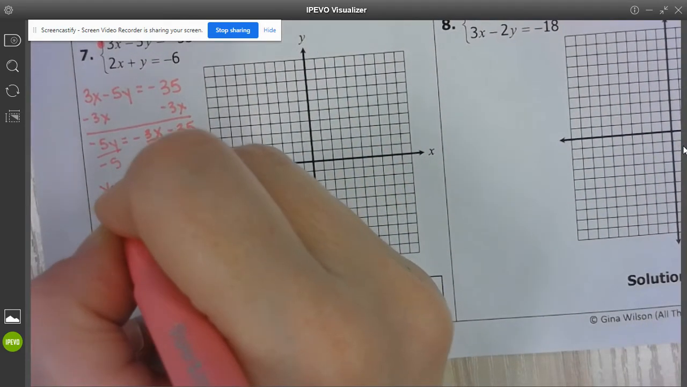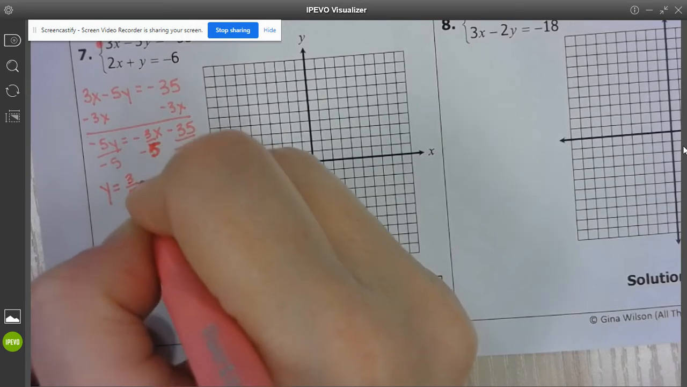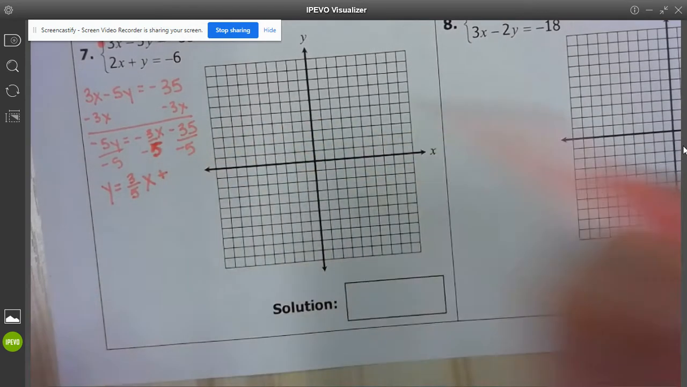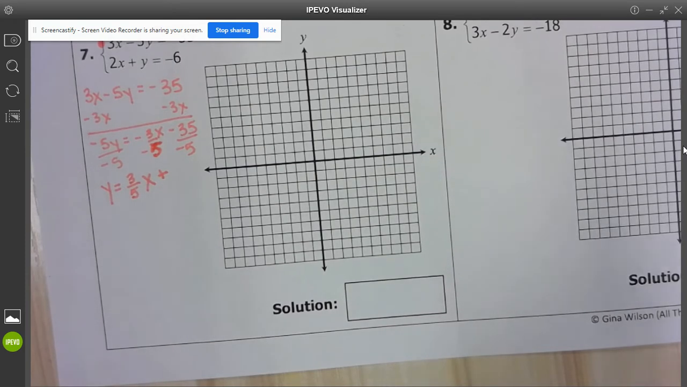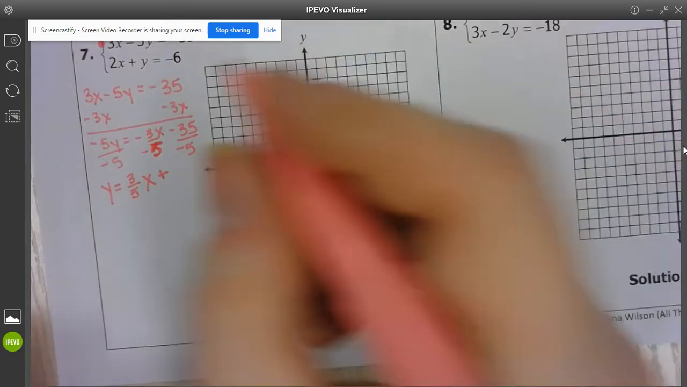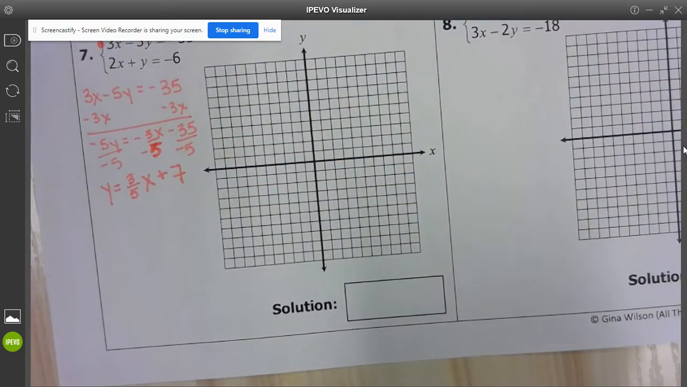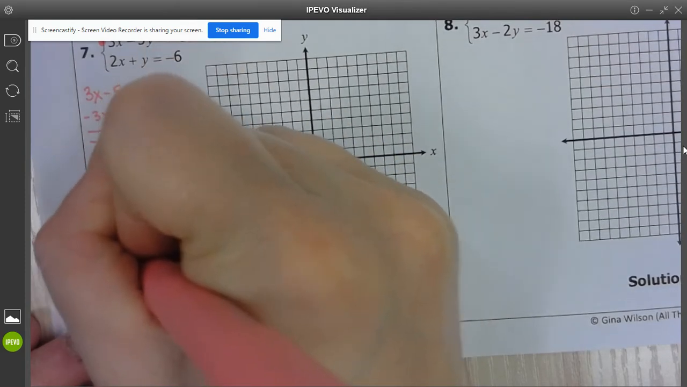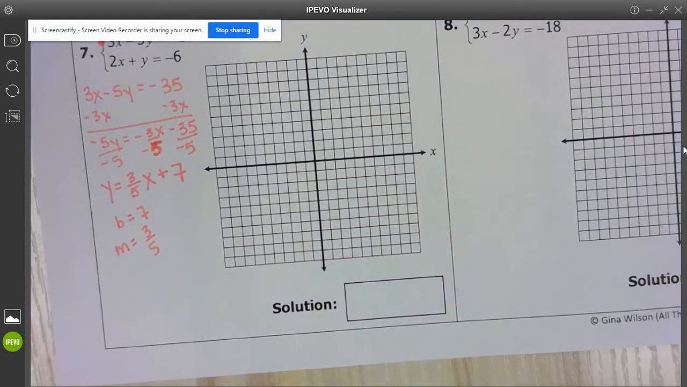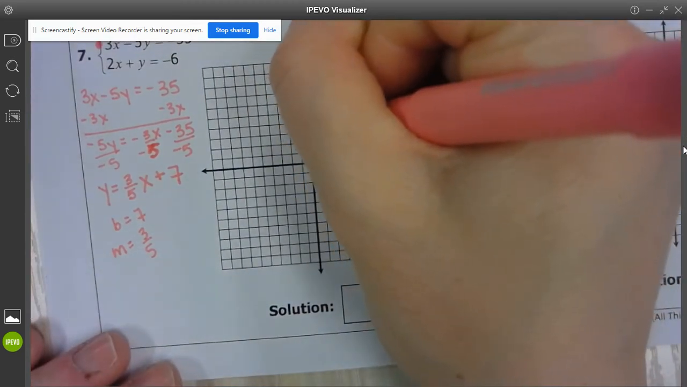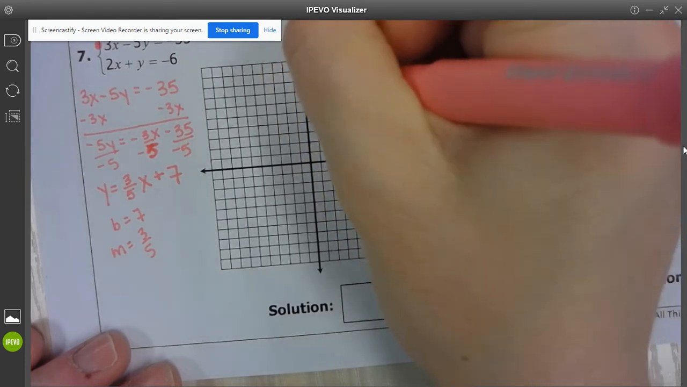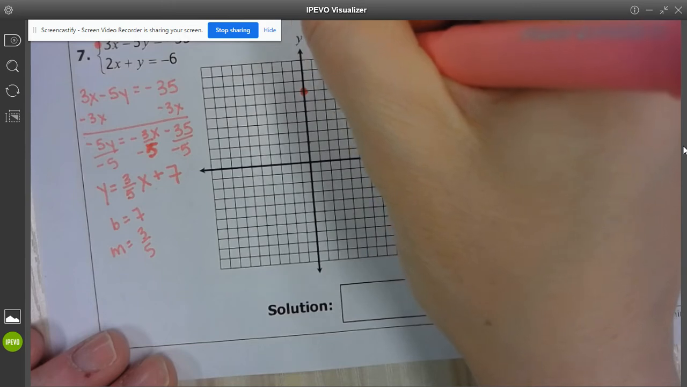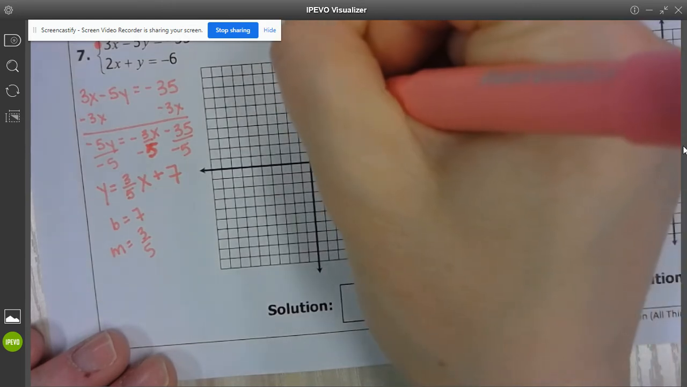All right. So the slope-intercept form here is y equals positive 3 over 5x plus, is it positive or negative? It's positive because I got a negative divided by a negative, and it's going to be plus 7 because 35 divided by 5 is 7. So my b value is 7. My slope is 3/5. 1, 2, 3, 4, 5, 6, 7, and then up 3, 1, 2, 3, 4, 5 over, or vice versa.